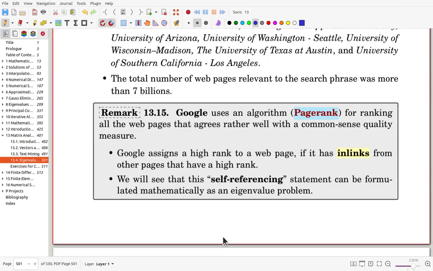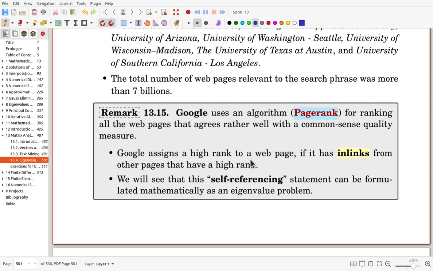Google uses an algorithm called PageRank for ranking all the web pages. And Google assigns a high rank to a web page if it has in-links from other pages. We'll define what in-links and out-links are very soon. And also we'll see that this self-referencing statement can be formulated mathematically as an eigenvalue problem.